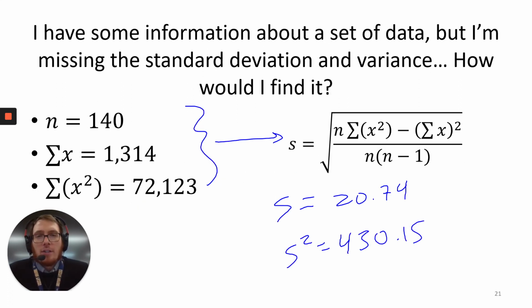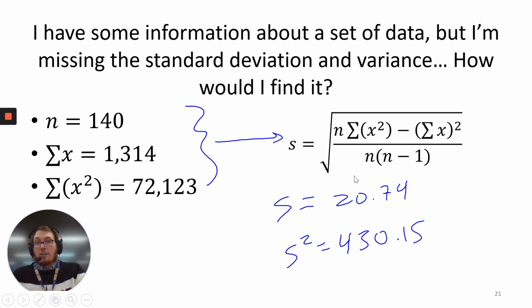Okay, this question here is the only scenario where you're going to have to find standard deviation by hand. In every other scenario, you can use StatCrunch. This idea will show up from time to time. They give you n, they give you sigma x, and they give you sigma x squared, and all you do is plug them into this formula. Sigma x squared, that's the 72,000 number, minus sigma x, the 1,300 number, squared. Then divide by n times n minus 1.